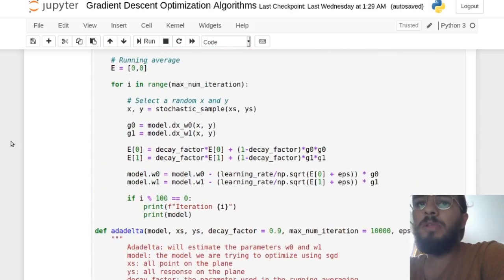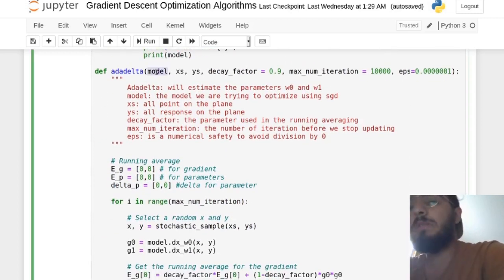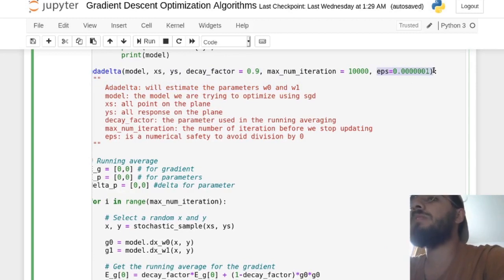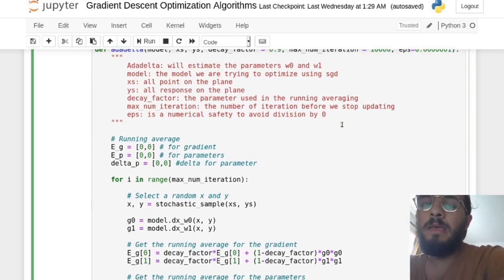So that should work, but let's look at the code. Here, this is Adadelta. We have a model. This is a line, but it could be anything else. We have our x's, our y's, the decay factor, which is hard-coded at 0.9, the maximum number of iterations that we want, and the epsilon that we saw before. This needs to be a really small number. It's just here for numerical stability. It shouldn't impact the learning.